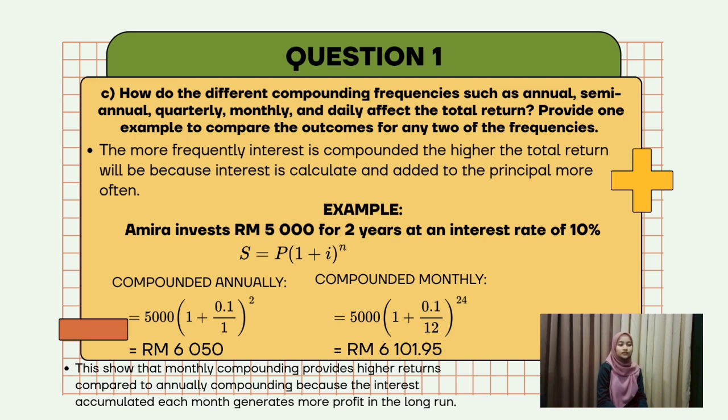The compound interest formula used is S equals P multiplied by (1 plus i) to the power n. For compounded annually, the result is 6,050 ringgit. And for compounded monthly, the result is 6,101 ringgit 95 cents. This shows that monthly compounding provides a higher return compared to annual compounding, because the interest accumulated each month generates more profit in the long run.